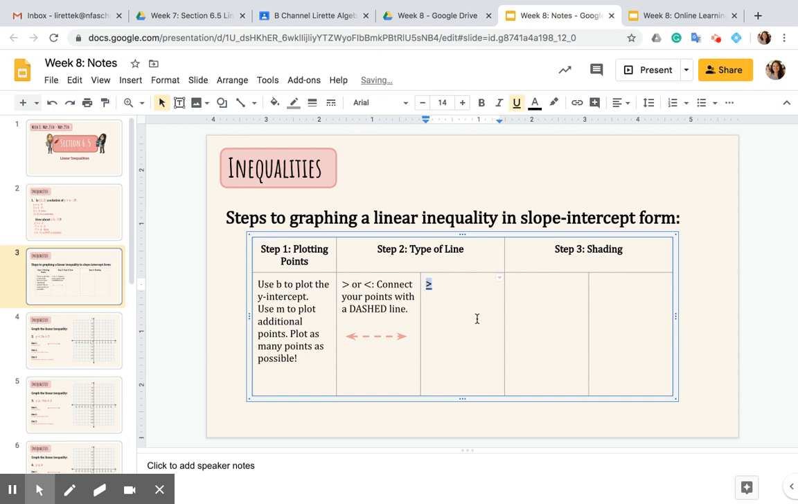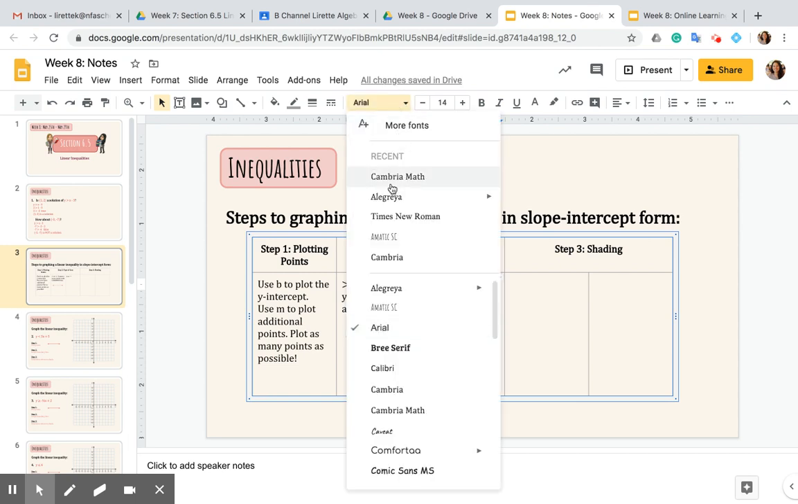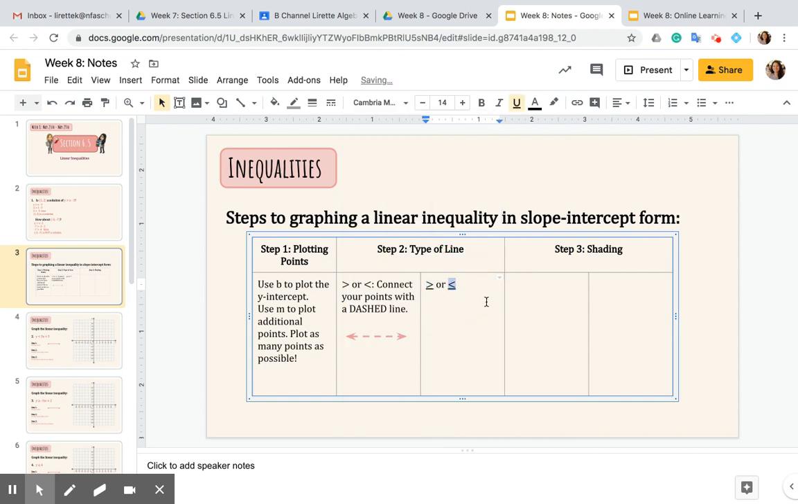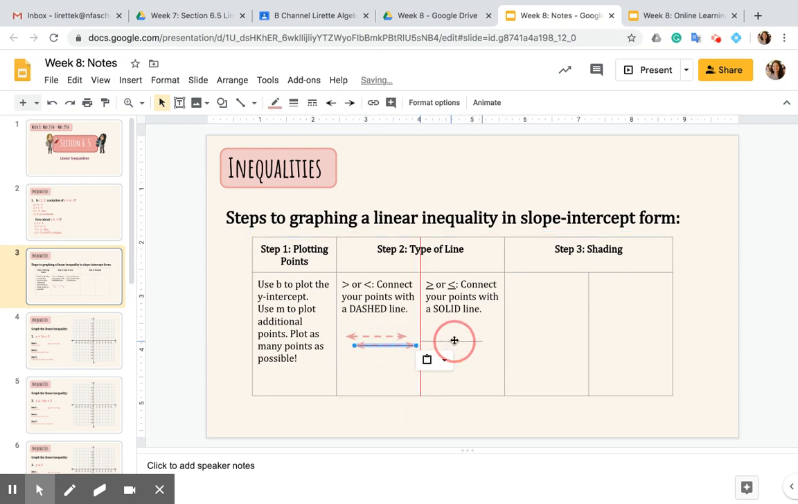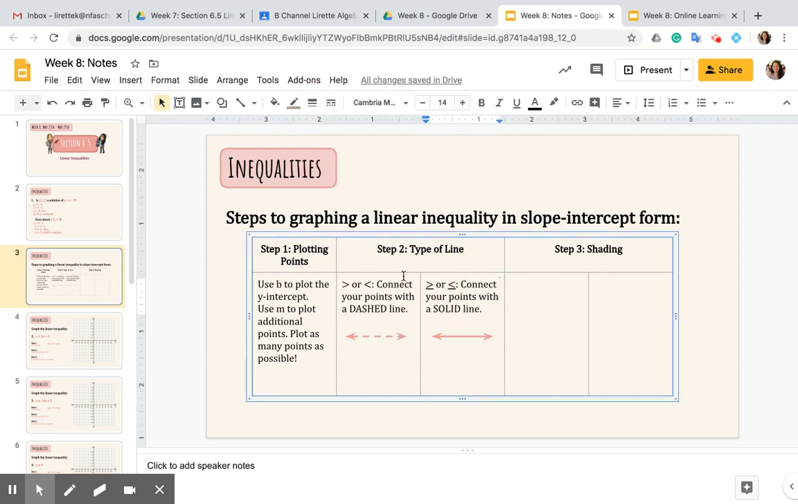If you have a symbol, and I'm just using the underline feature here, that looks like this or this, you're going to connect your points with a solid line, okay? So it's essentially going to look like the same type of line we've always done in the past. It'll be solid like this. So if the symbol that you're looking at, regardless of which way it's facing, doesn't have a bar, you'll use a dashed line. If it does, you'll use a solid line, okay?